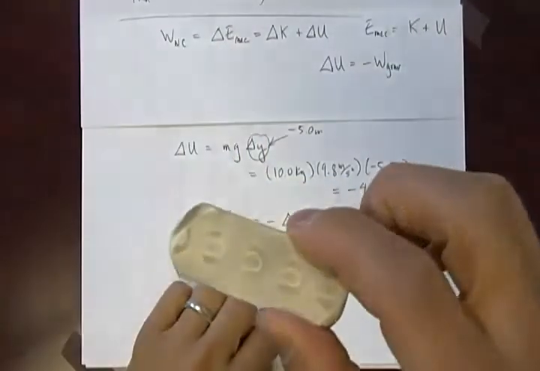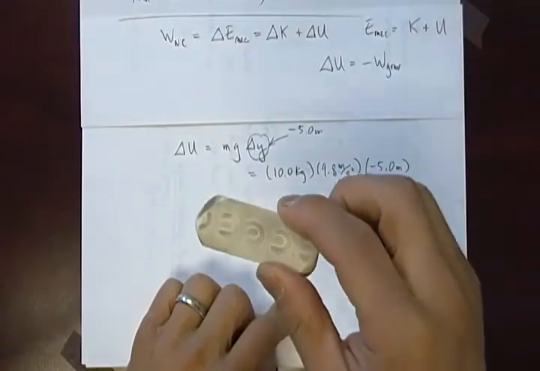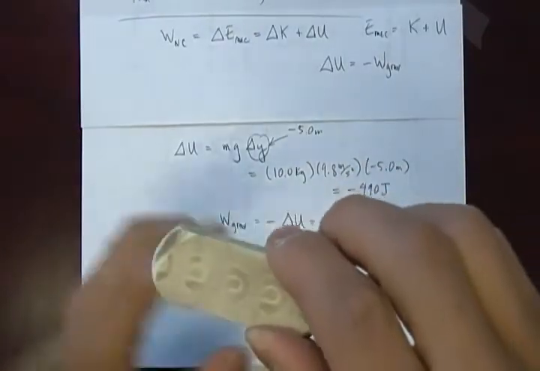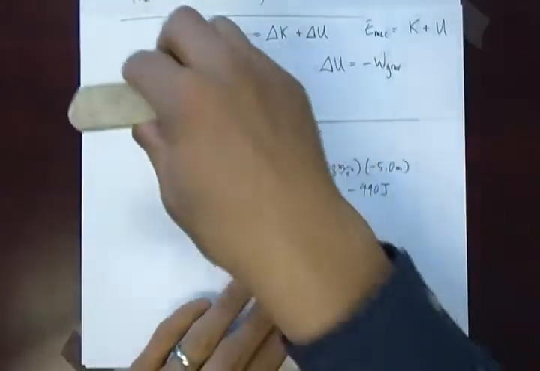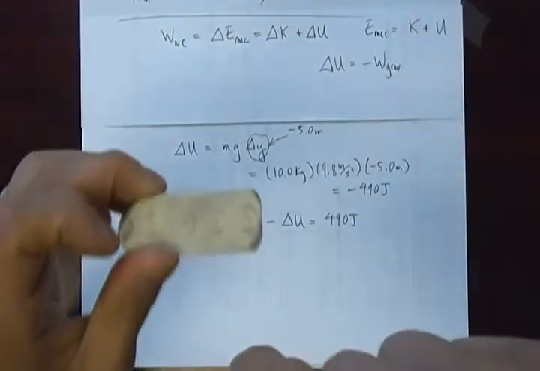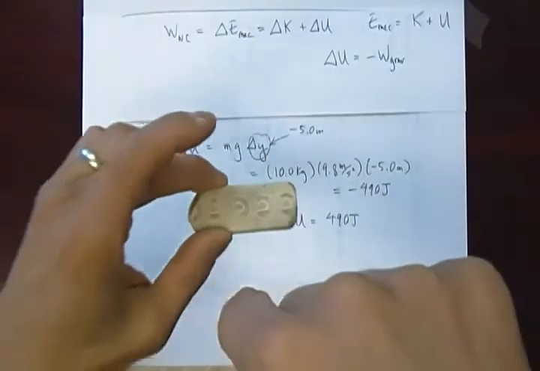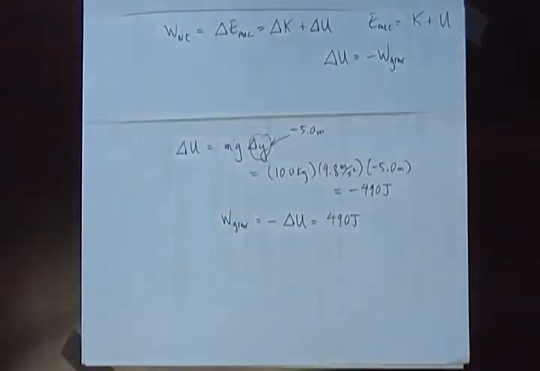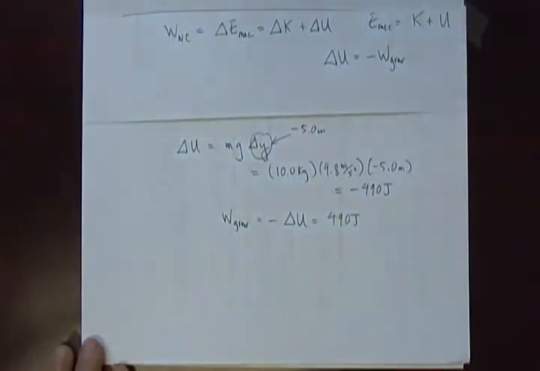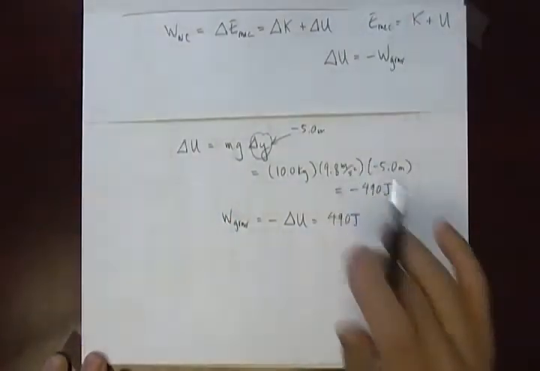Let's see if that made any sense. It starts off up high and then drops down 5 meters. Gravity's pointing down, and it actually slides down, so the work done by gravity should be positive. That's to make sure we got the sign right. So it's positive, not negative 490.